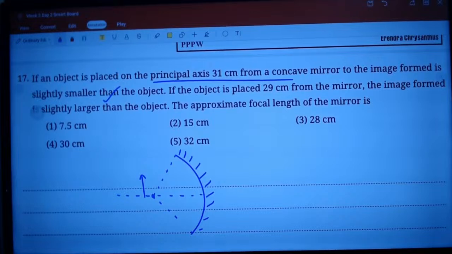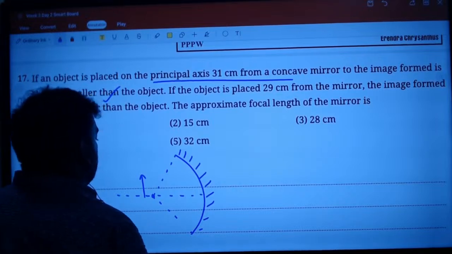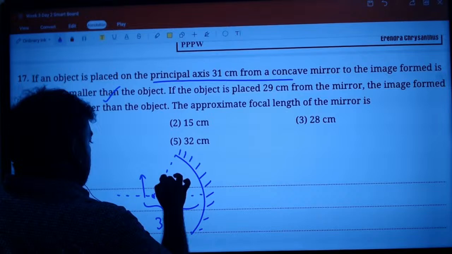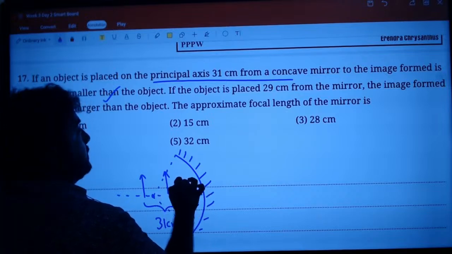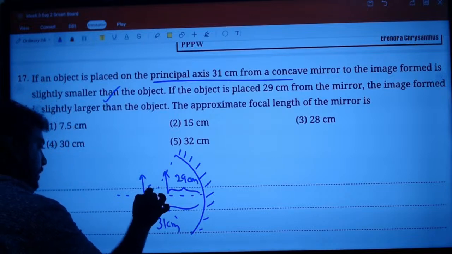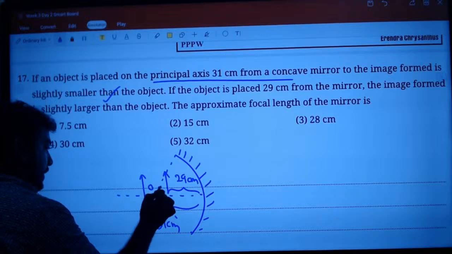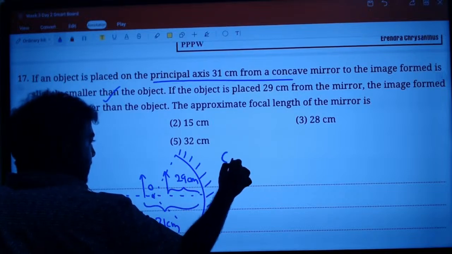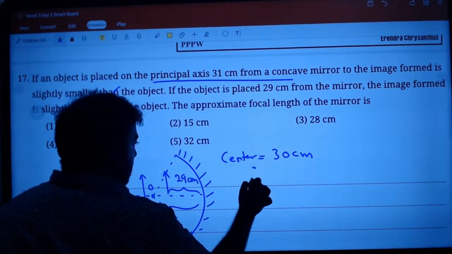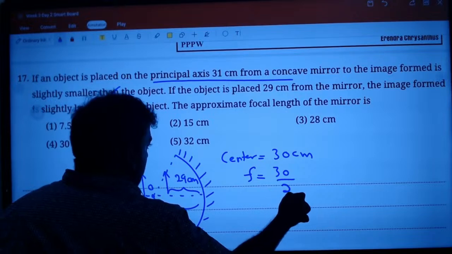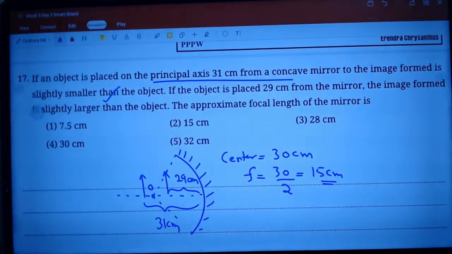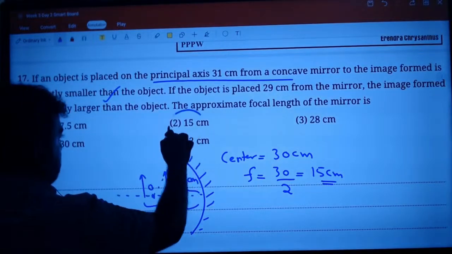So right, now how are you going to calculate this? Well, the best option is this is 31 centimeter, and somewhere here this is 29 centimeter. So your center is occurring somewhere between 31 and 29. So the center we can say is 30 centimeters. So what's the focal length? Center divided by 2, radius of curvature over 2, 15 centimeters. So for the 17th one, the correct answer is answer 2, right there.